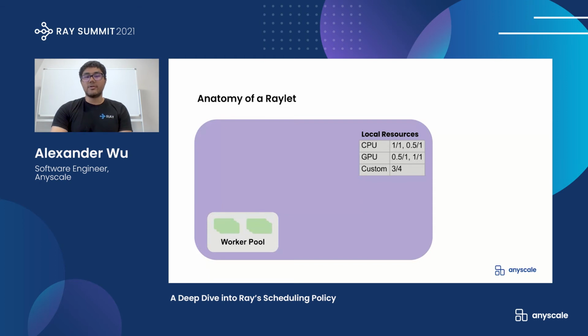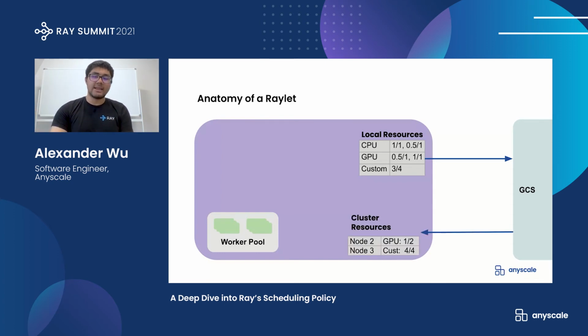So the raylet will take its local resource view, and every once in a while, on the order of 100 milliseconds, will send off the local available resources on the node to GCS. And remember, every node has a raylet, and every raylet will be doing the same thing. Because of this, GCS will now have a semi-up-to-date view of all the resource utilization in the cluster. And so GCS can now broadcast that view of all the resources on the other nodes in the cluster back to the raylet.